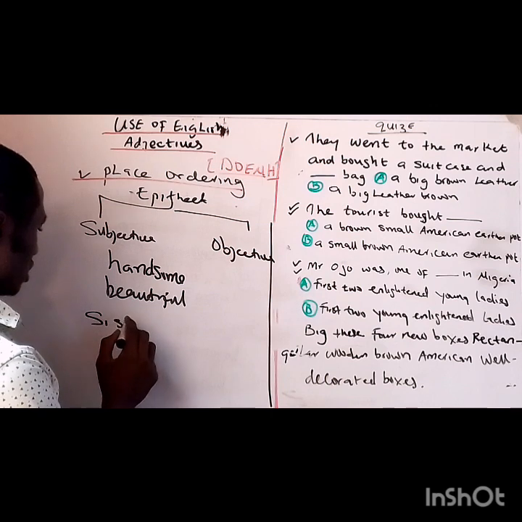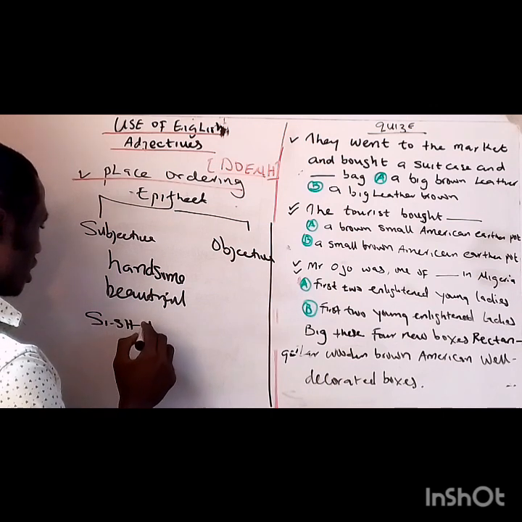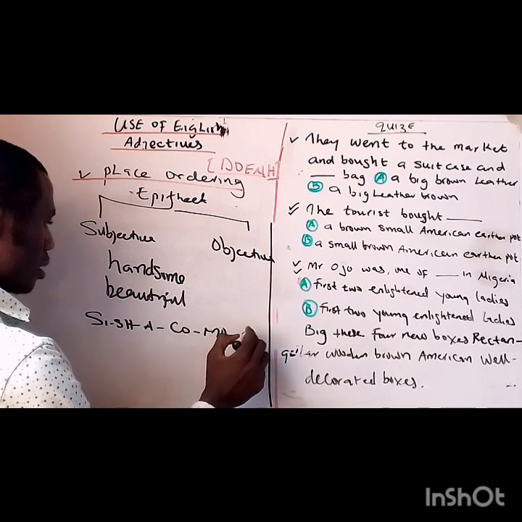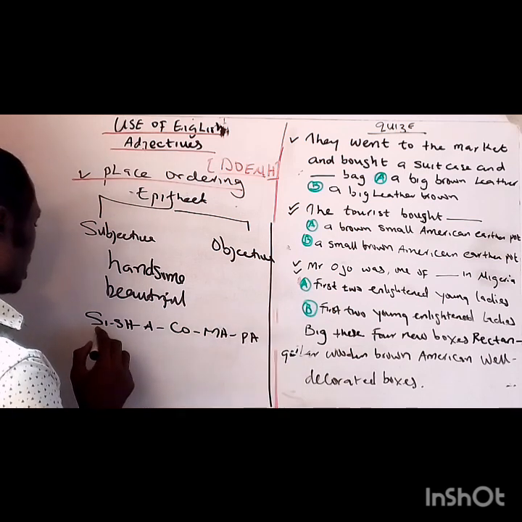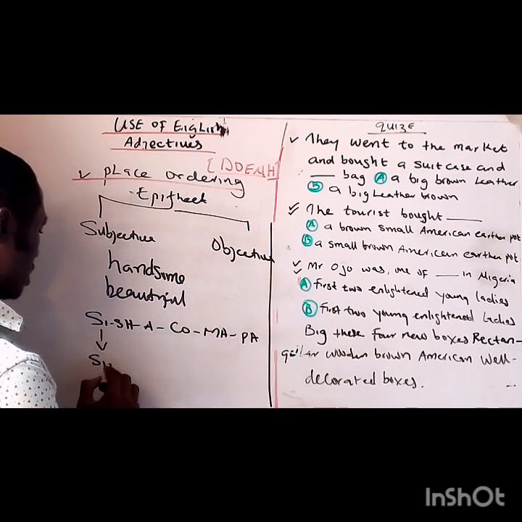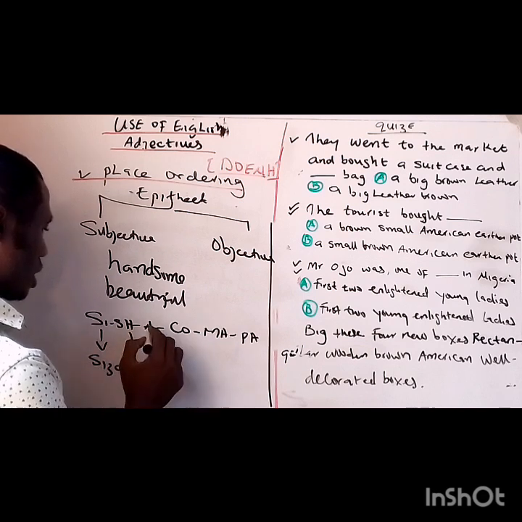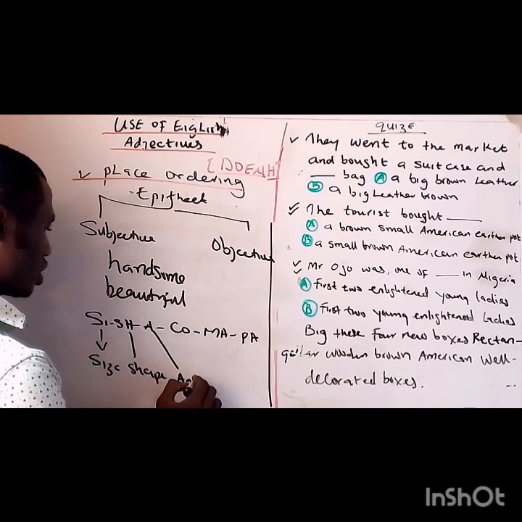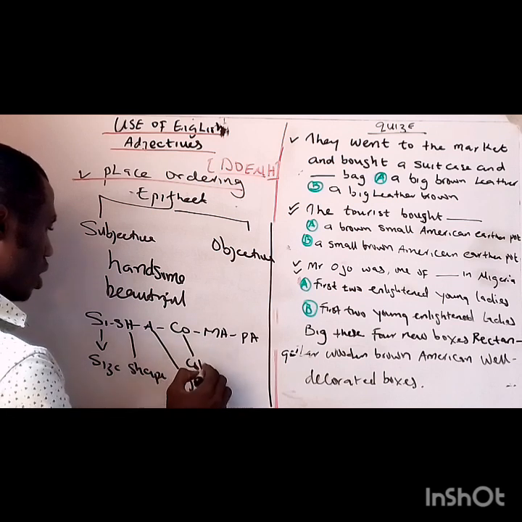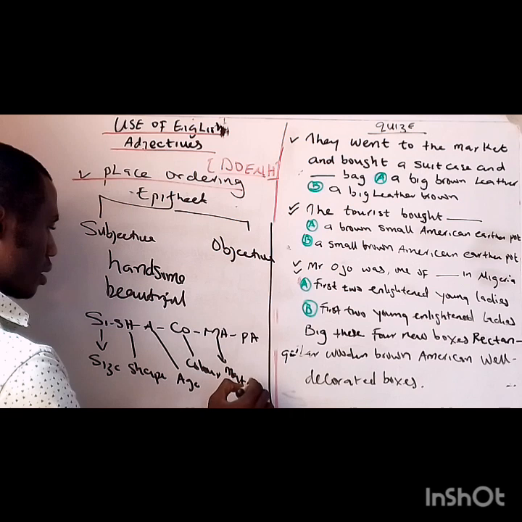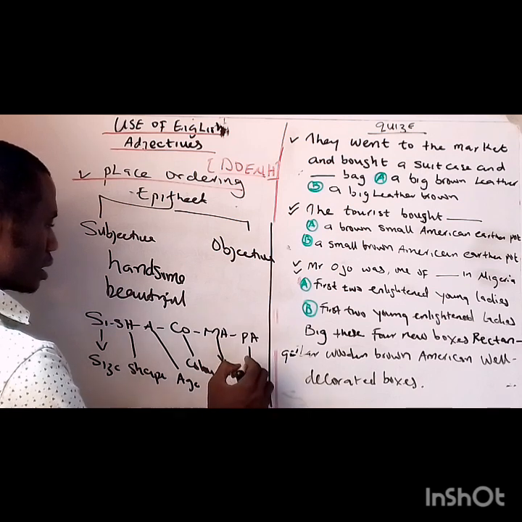C, Sha, Ku, Ma, Pa. Now C, this is size. Sha, this is shape. A, this is age. Ku, this is color. Ma, this is material. And Pa, this is participle.